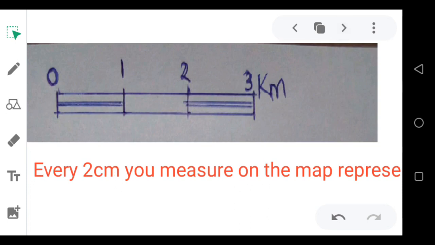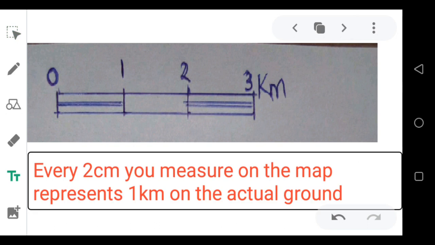Look at another example. If you use a ruler and measure from 0 to 1, you get 2 centimeters. So this one means 2 centimeters represent 1 kilometer. It means every 2 centimeters you measure on your map represents 1 kilometer on the actual ground.